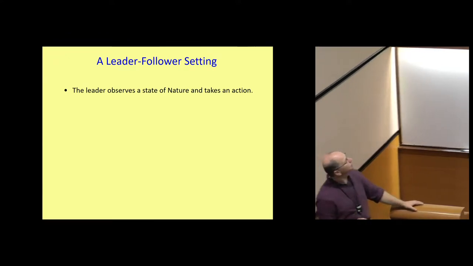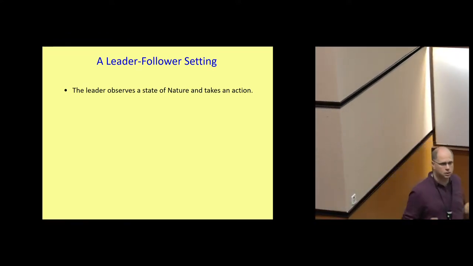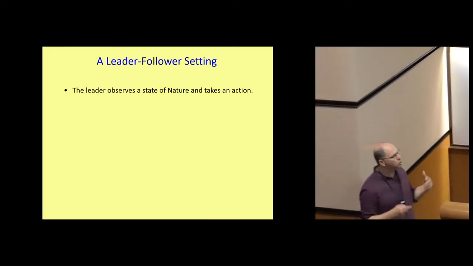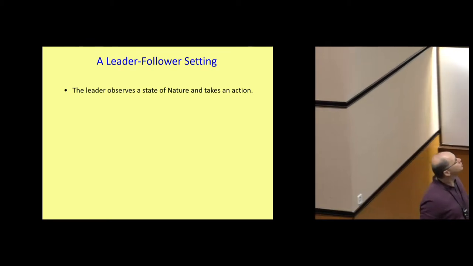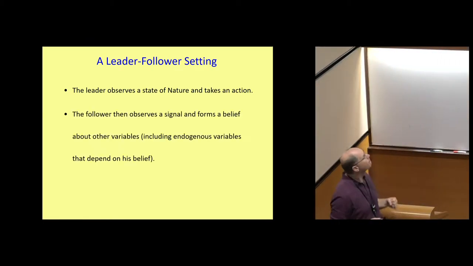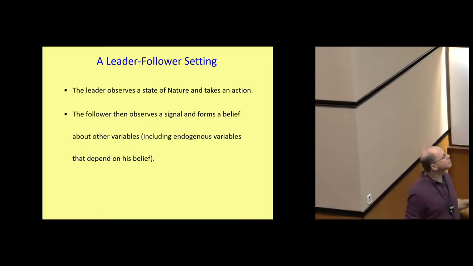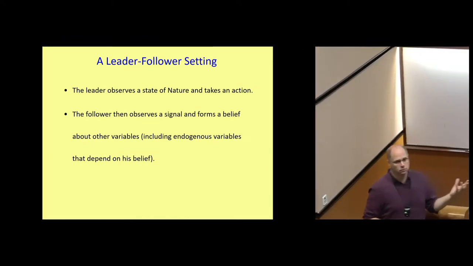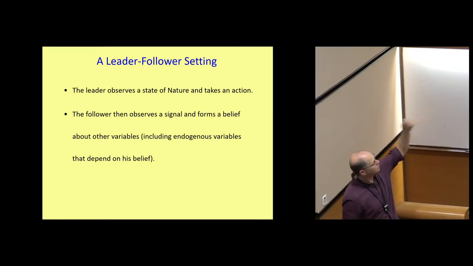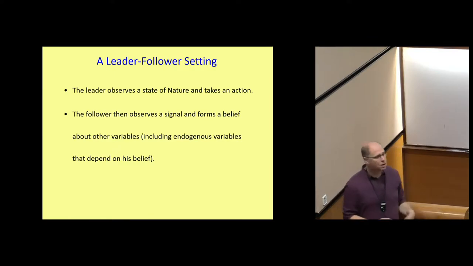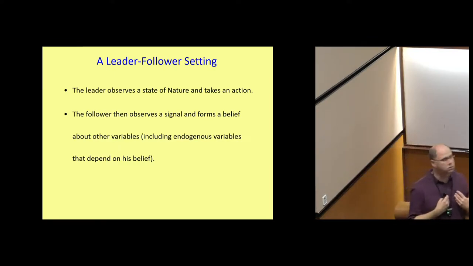So here's the setting that we're going to be immersed in today. There's going to be a leader and a follower. The leader is going to be the principal. He's going to observe a state of nature and take an action. Then a follower, that's going to be the agent who has his causal misperceptions, he's going to observe some signal. The signal can be correlated with the leader's action. Could be just the action, just observing the action. Could be correlated with both the action and the state. And then he forms beliefs about any number of other variables in his causal model.